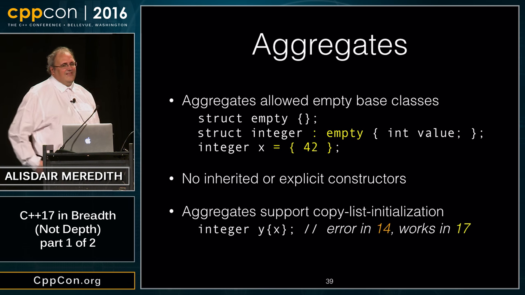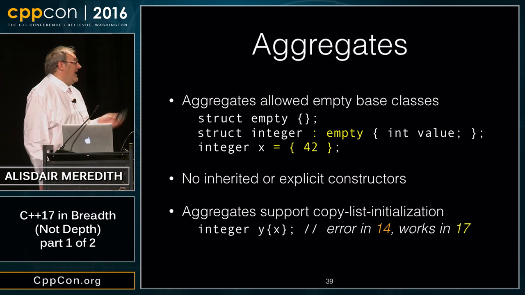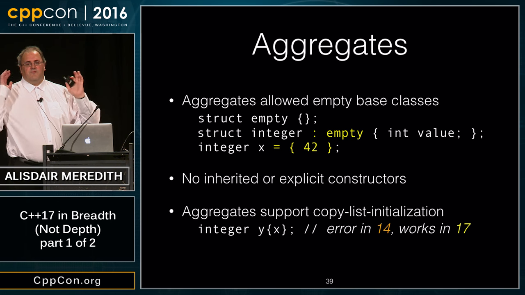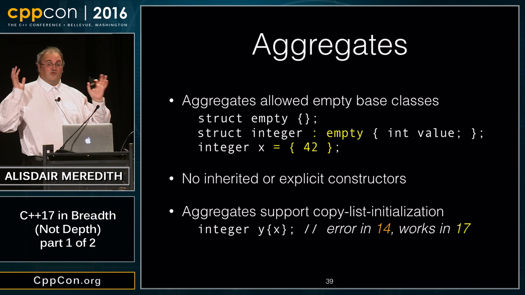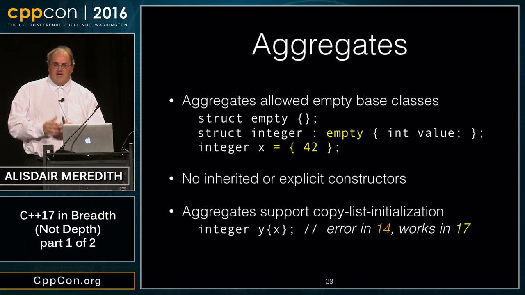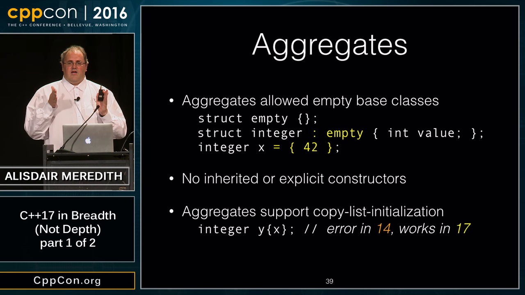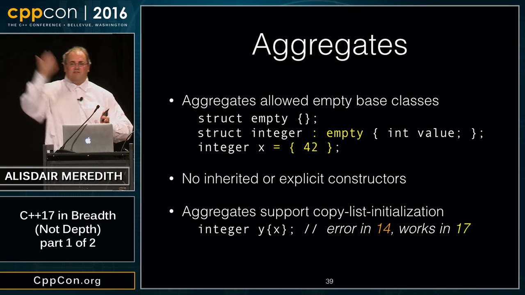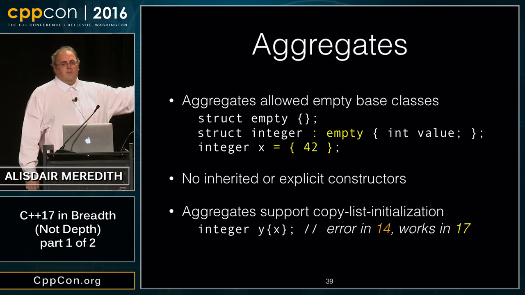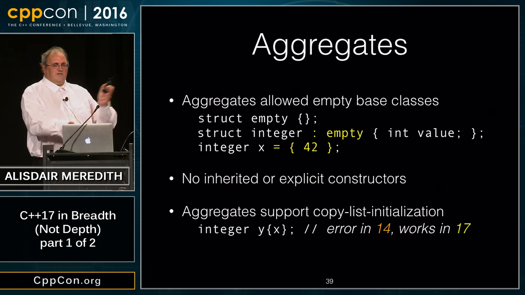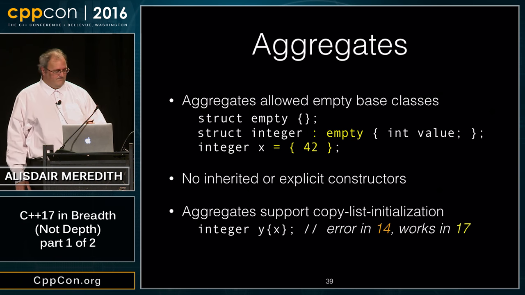And a really handy problem they finally solved: aggregates now support copy list initialization. So if you're using brace initialization and trying to copy your aggregate, well, the rules of brace initialization say I initialize the first element with the first thing in that list. And gee, my first element is not of my own type. I'm not a recursive data structure, so that's not valid. So that will now be a copy constructor call rather than trying to initialize the first element with a copy of yourself.